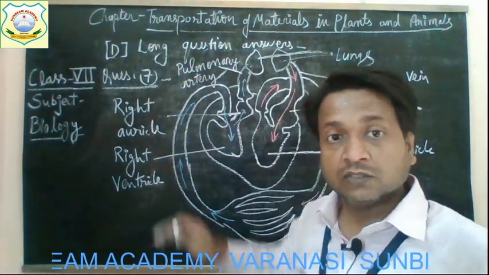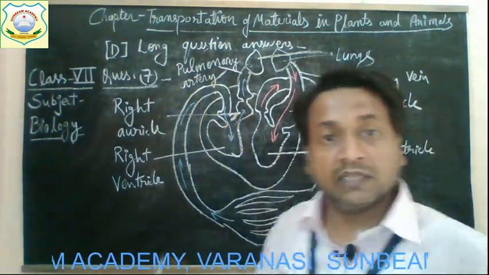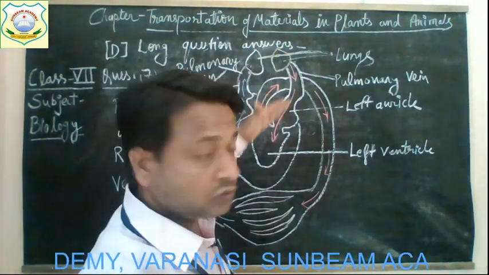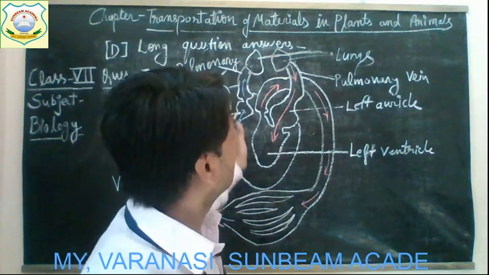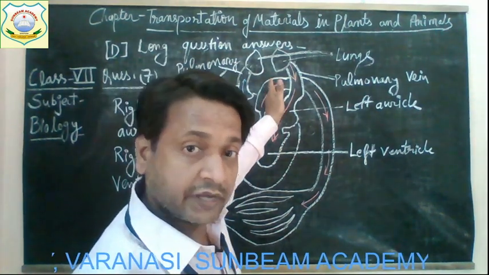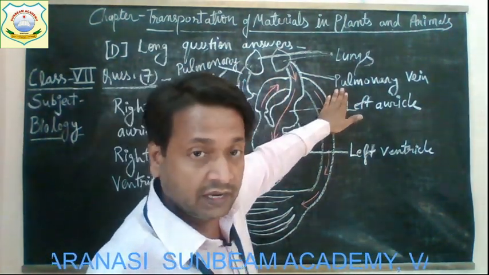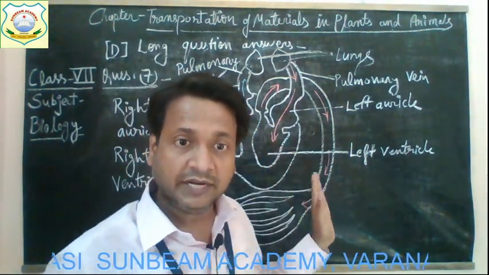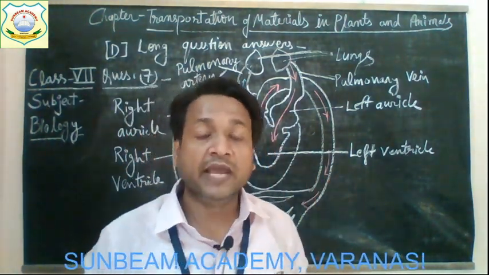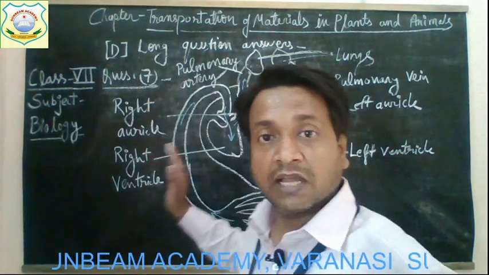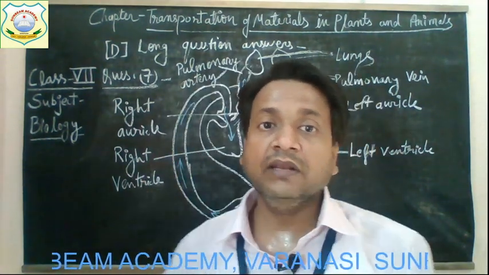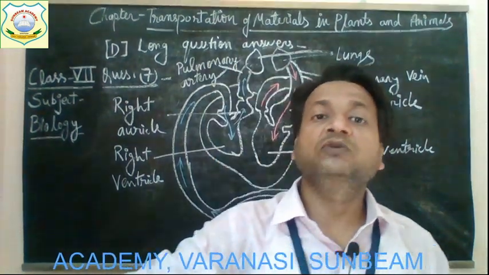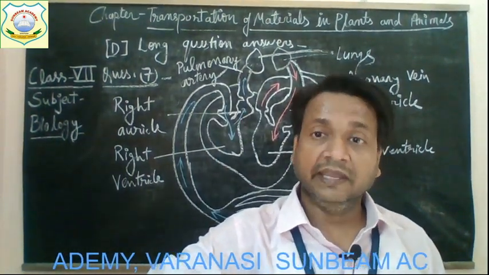Alright children, so these are the names used for these vessels who take the blood from lungs to heart or from heart to lung. Okay, this one is pulmonary vein and this one is pulmonary artery. Alright children, I hope that you understood this circulation of the blood in the human body. Got it children? Now come to the next question number 8.